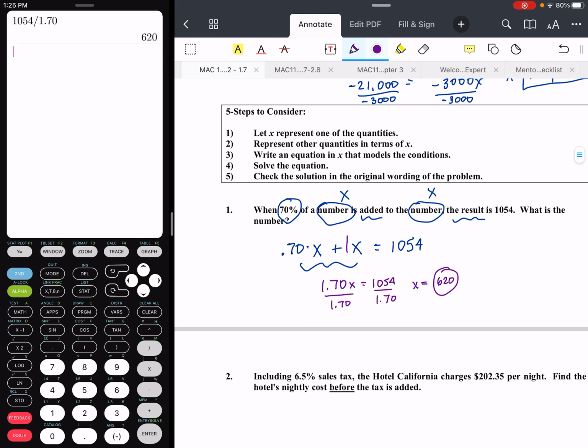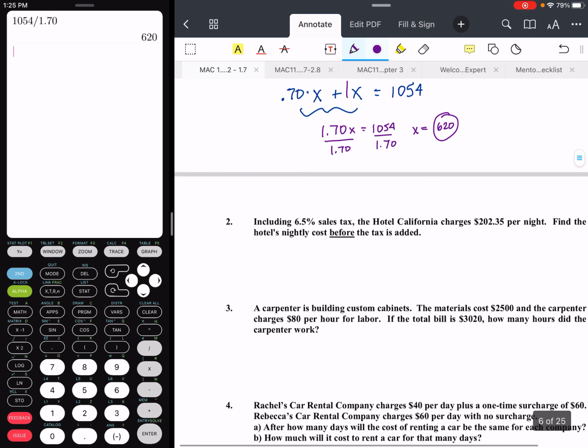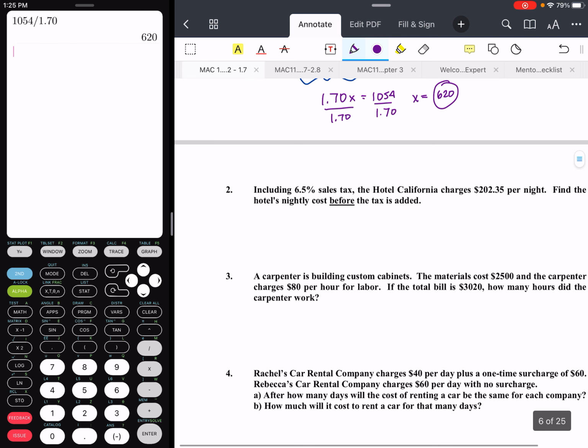And I don't need to use units because here we're just talking about general numbers, right? There's not dollar signs or any sort of specific unit that we have to deal with. But for all of these, do remember to include your units wherever appropriate.